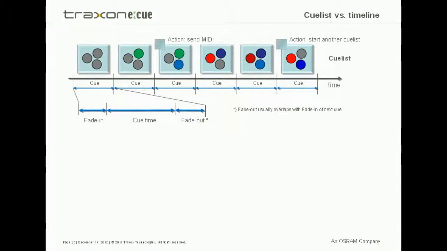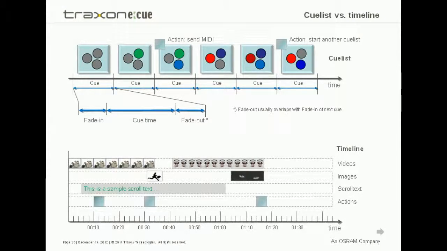The programmer supports two types of show control. One type is via cue lists. Cue lists are collections, sequences of cues, and cues are kind of snapshots of the current state of your lighting equipment, which is intensity and color. These cues together are collected in a cue list, and when the cue list gets played, one cue is played at a given time frame, usually with a fade in and a fade out time.